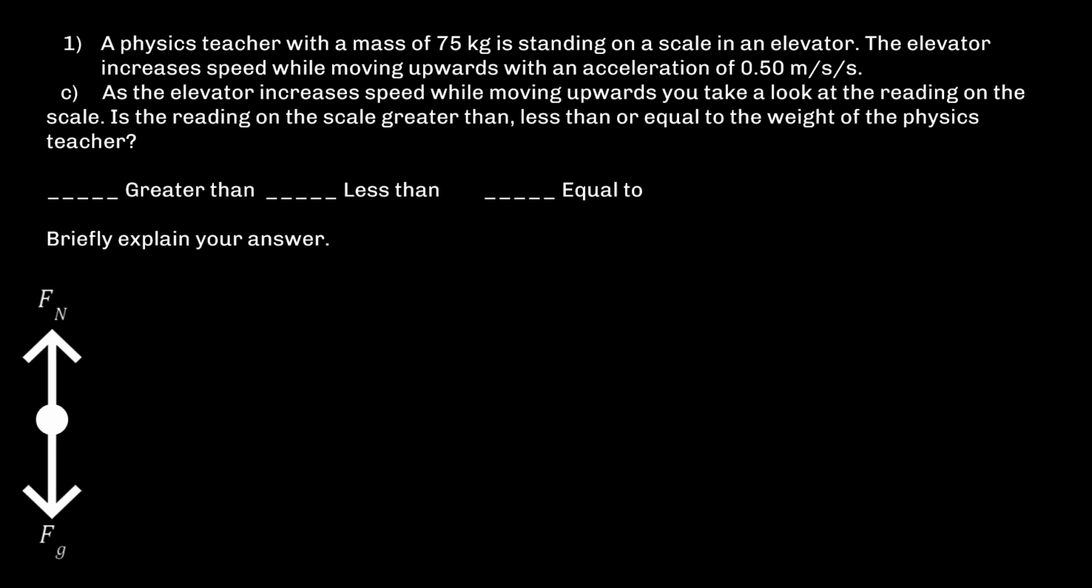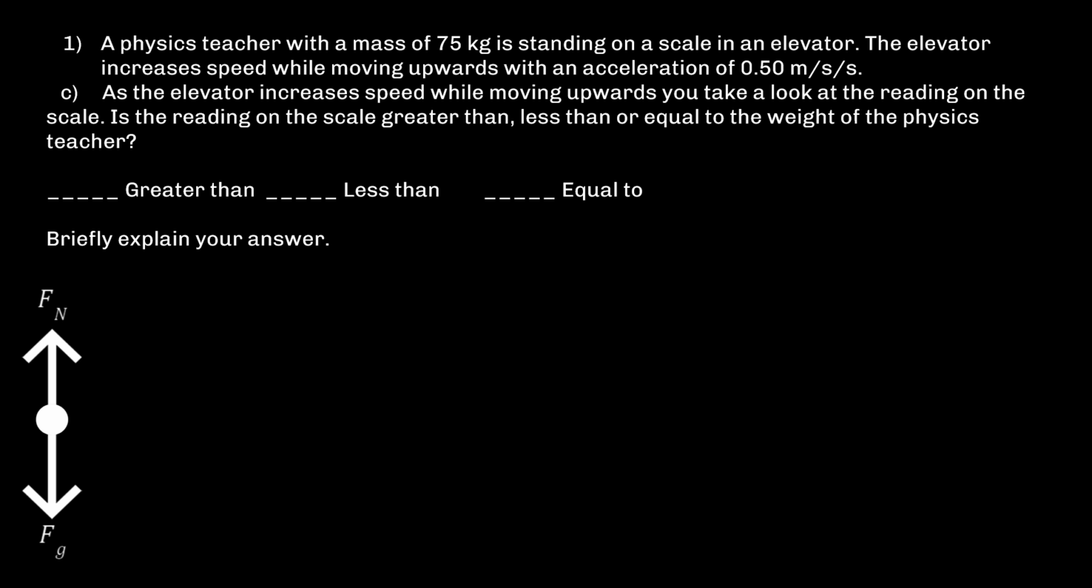Alright, so looking at part C, we're going to explain the situation qualitatively, which just means the explanation and not really math related. As the elevator increases speed while moving upwards, you take a look at the reading on the scale. Is the reading on the scale greater than, less than, or equal to the weight of the physics teacher? So again here, looking at our free body diagram, we're just going based on earlier. The reading on the scale here is my normal force, or my upward force. That's going to change whether I'm accelerating upwards or accelerating downwards or just moving at a constant speed.